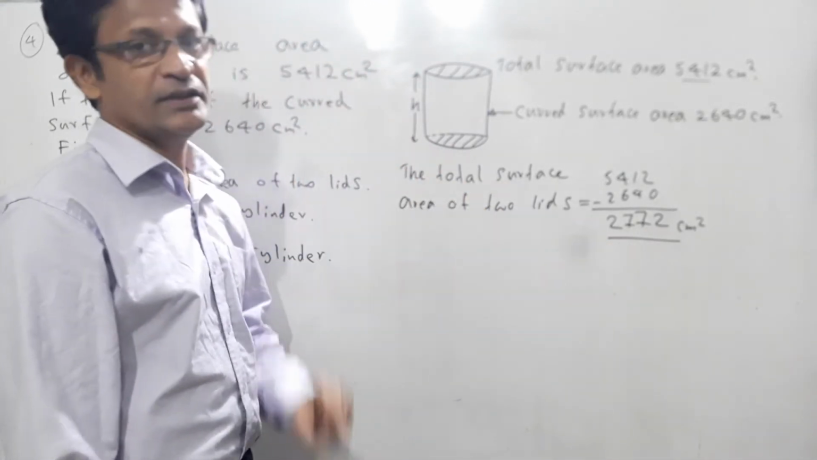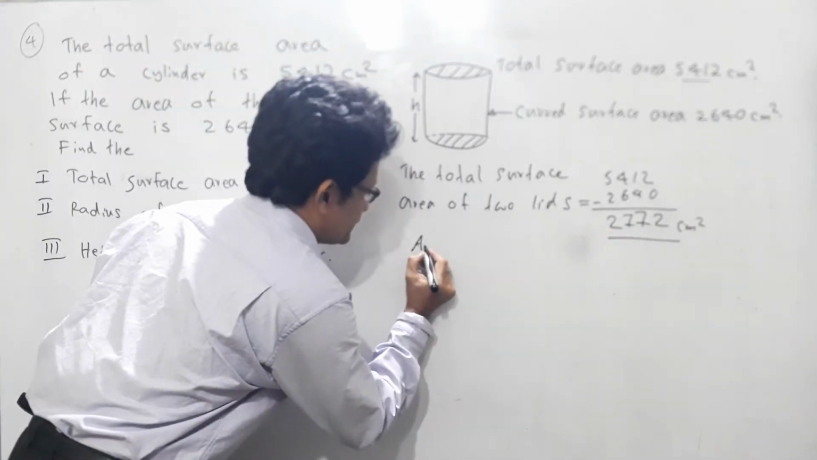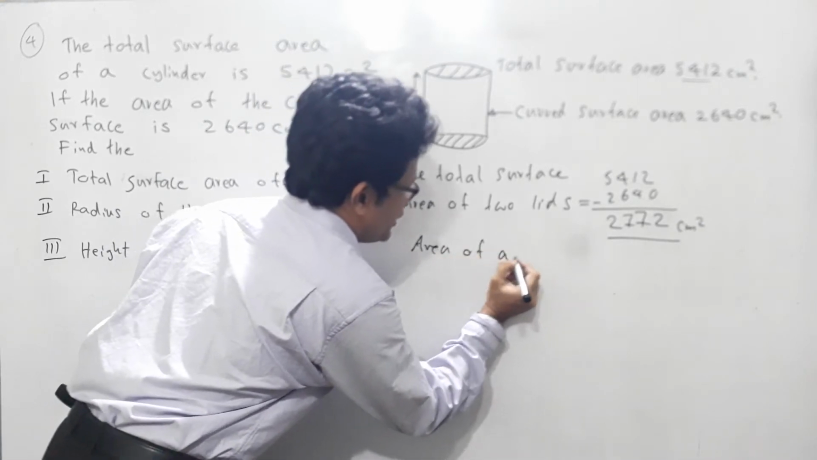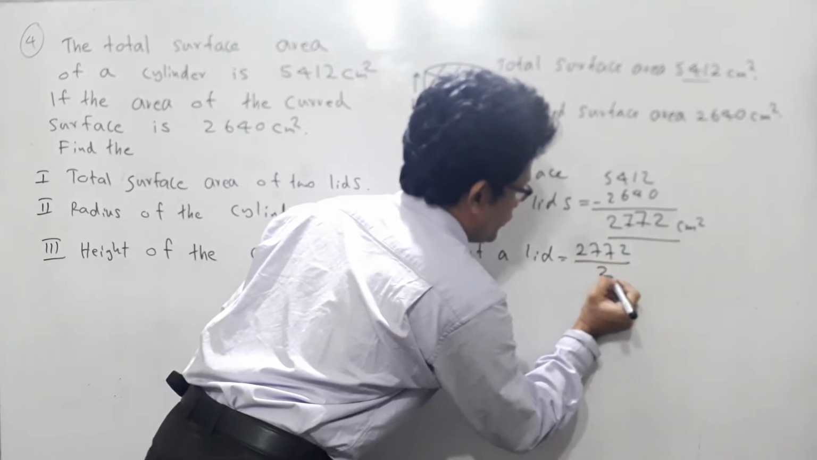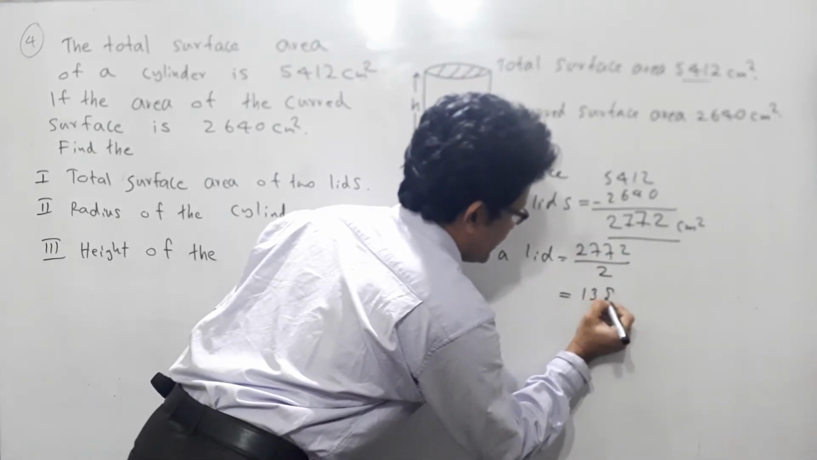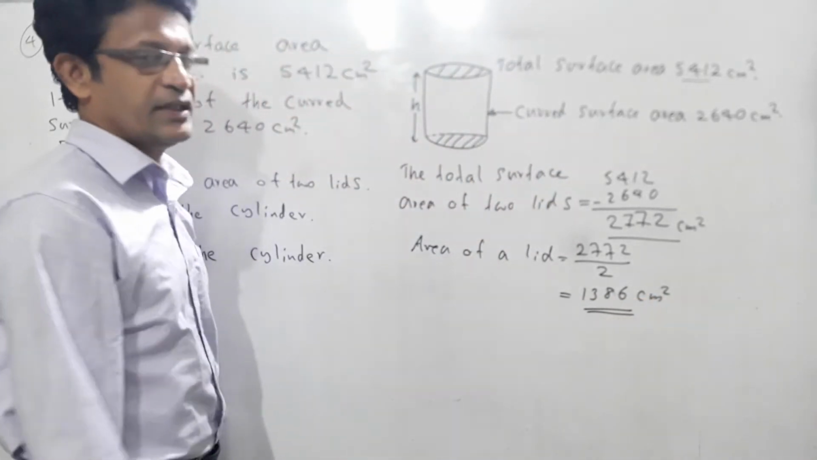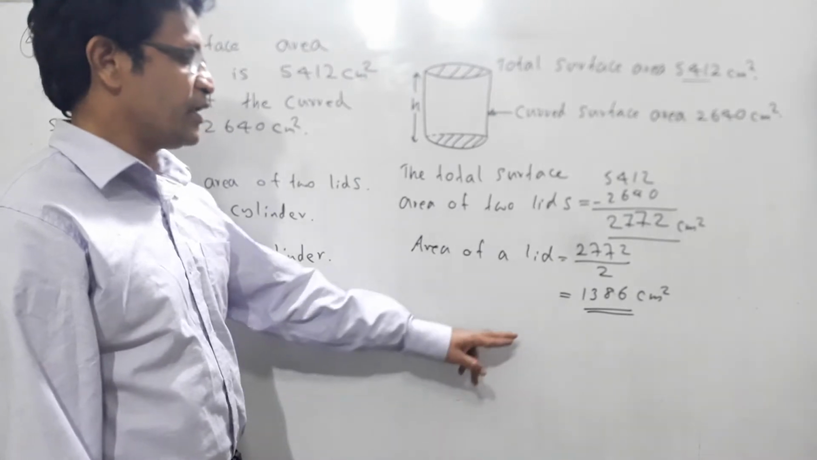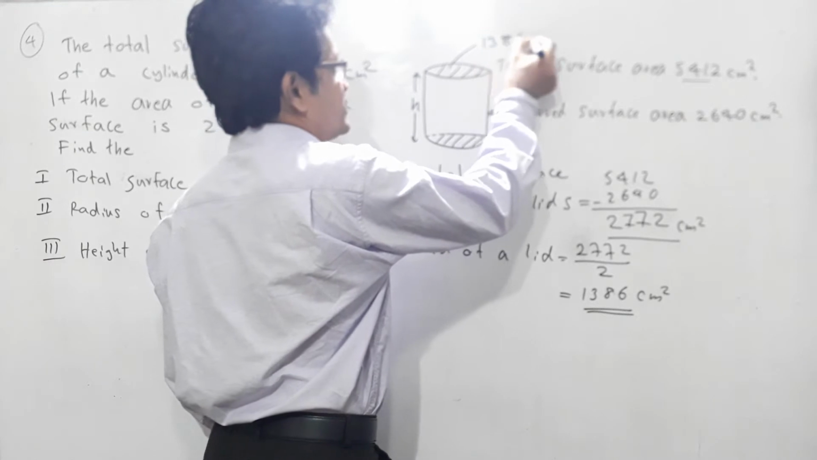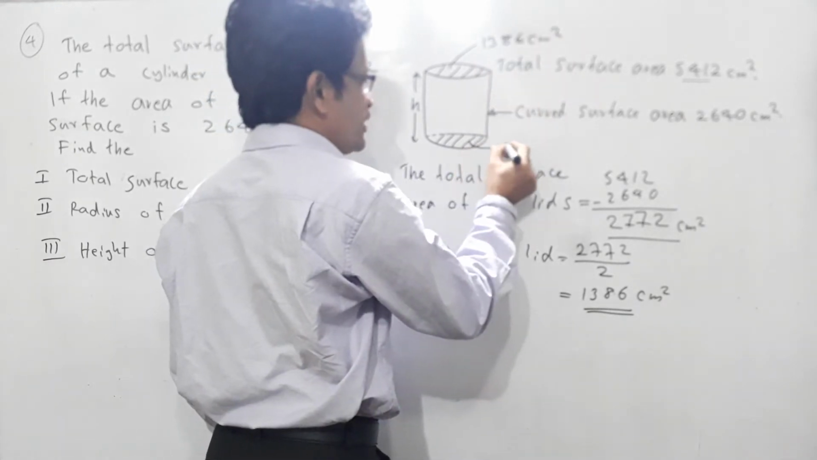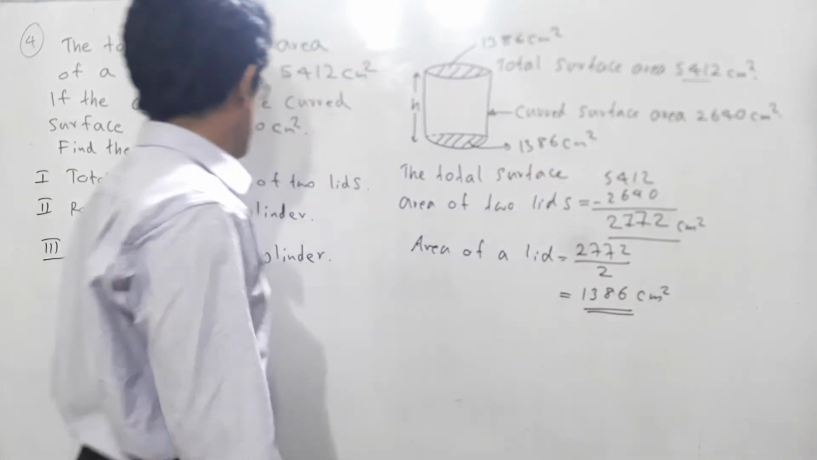So the area of one lid is what? We have to divide this by 2. So the area of a lid equals 2772 divided by 2, 1386 centimeters square. So that is the area of one lid. This lid is 1386 centimeters square, and this lid also is again 1386 centimeters square.